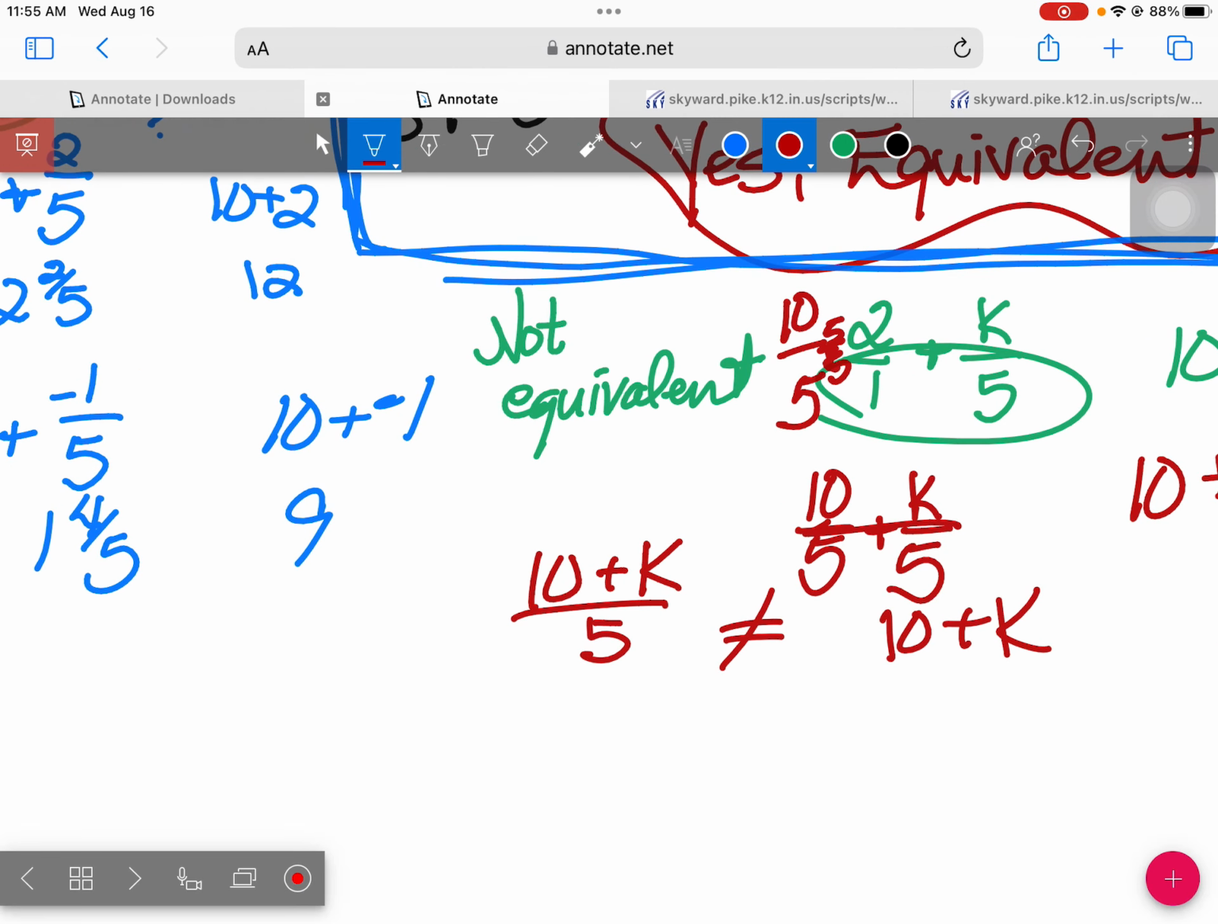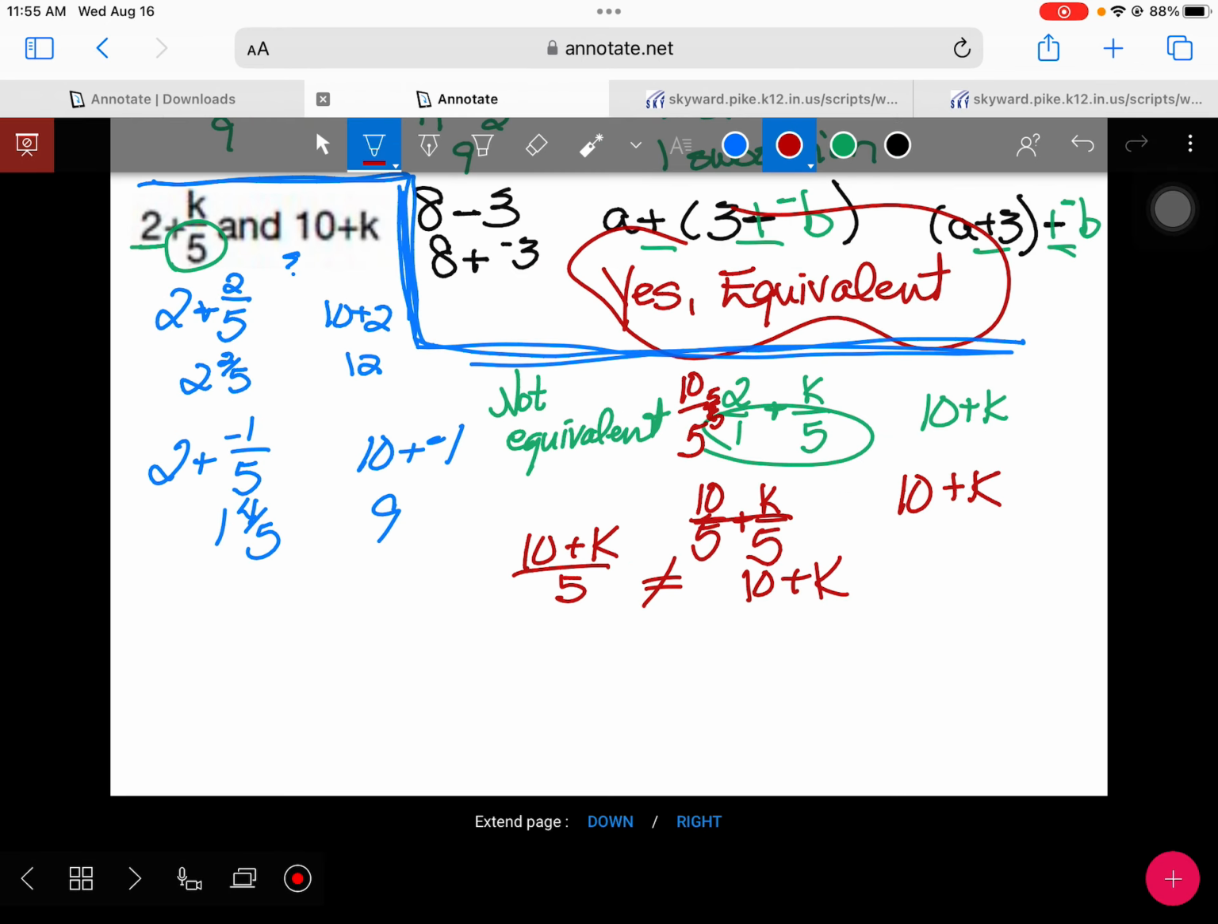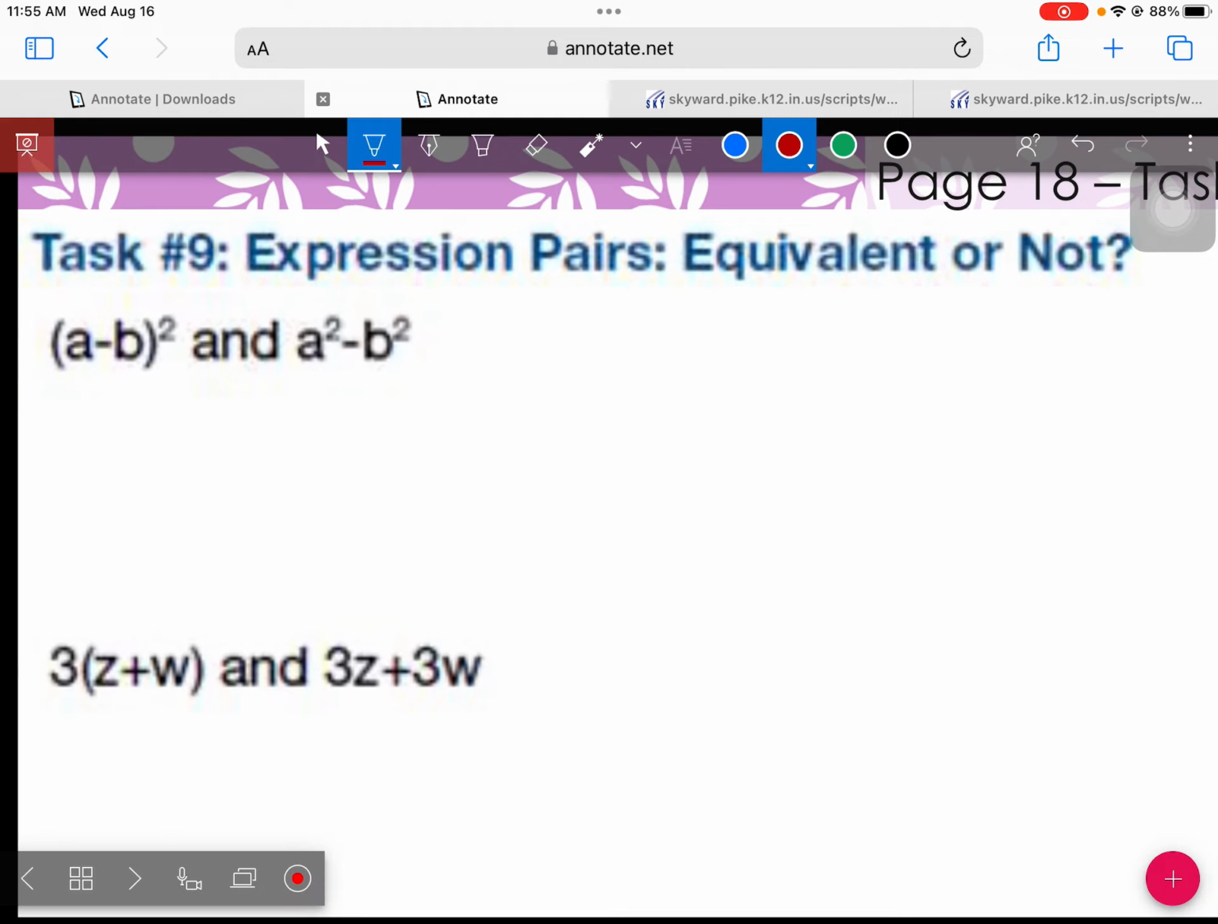Questions on that? Okay, guys, come on, heads up. I know this is tedious. This is real math work. This is critical thinking. Okay? Critical thinking. All right, so the next slide.